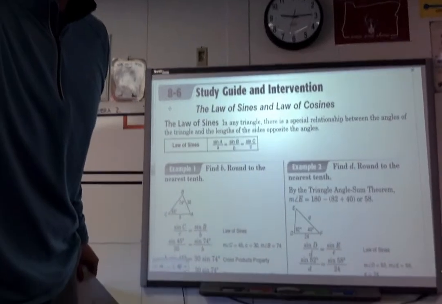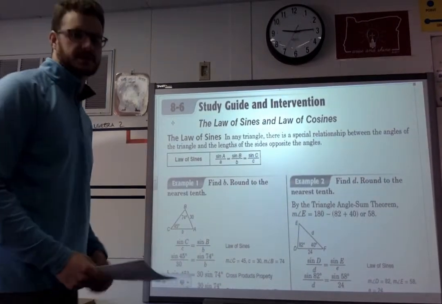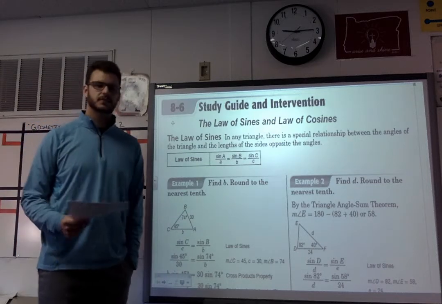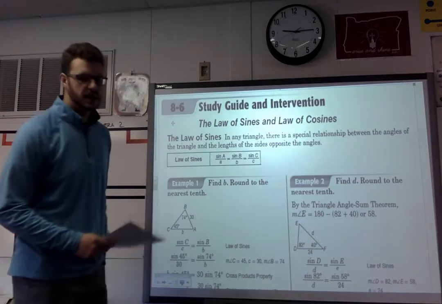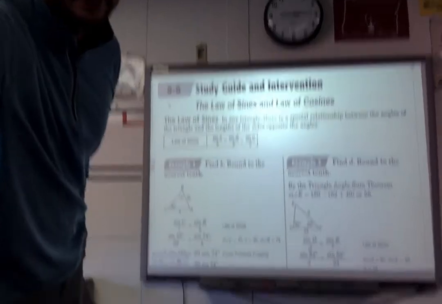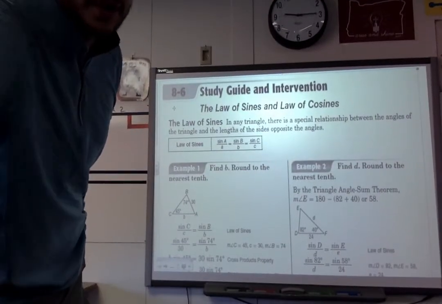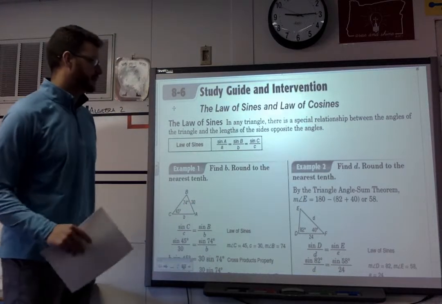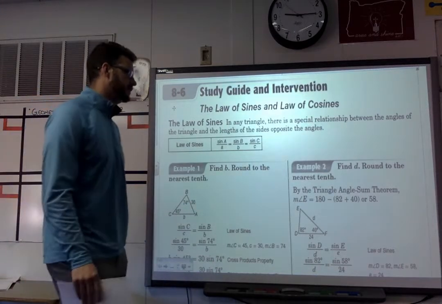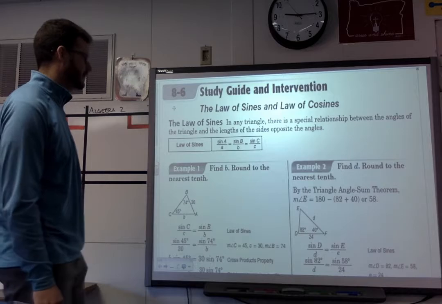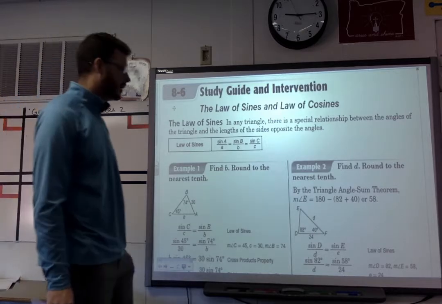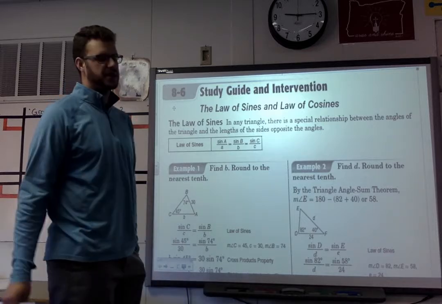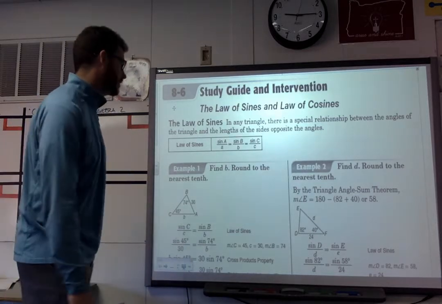And so today we're going to be looking at two of those, the sine and the cosine, and talking about some laws or some rules that go along with those. So first we're going to go over the law of sines, which tells us that in any triangle there's a special relationship between the angles of the triangle and the lengths of the sides opposite the angles. So again, this can be used in any triangle. It does not have to be a right triangle.